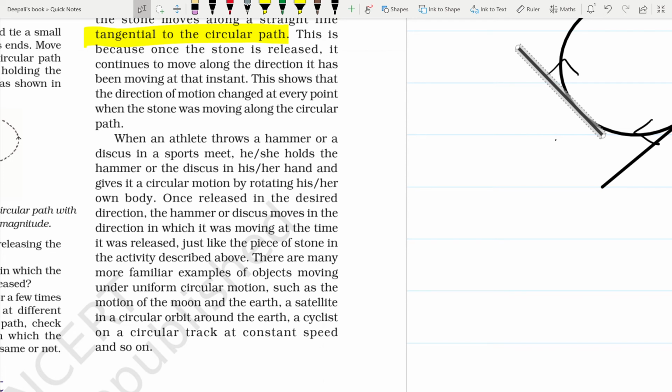There are many more familiar examples of objects moving under uniform circular motion, such as the motion of the moon, the earth, a satellite in a circular orbit around the earth, a cyclist on a circular track at constant speed, and so on. So we can say that the object is moving along a circular path and it performs uniform circular motion.